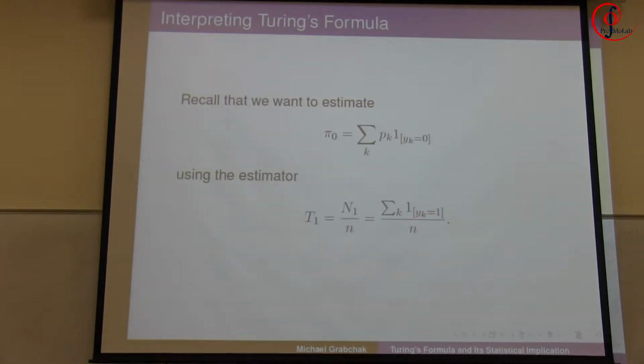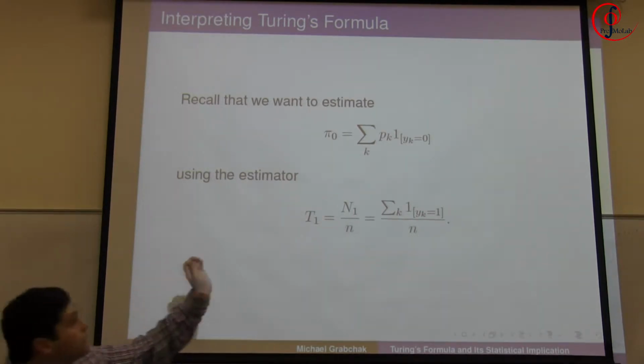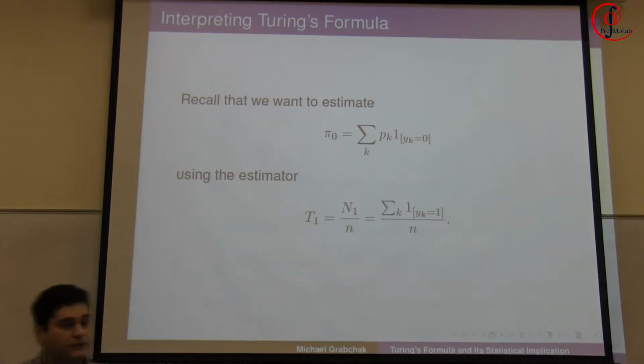Okay, so how can we interpret this formula? Recall that what we want to estimate is pi 0, which is the sum of all the probabilities of the unseen species. Sorry, I took a Poisson distribution with another parameter, but which distribution did you take? Just a general distribution on the alphabet.